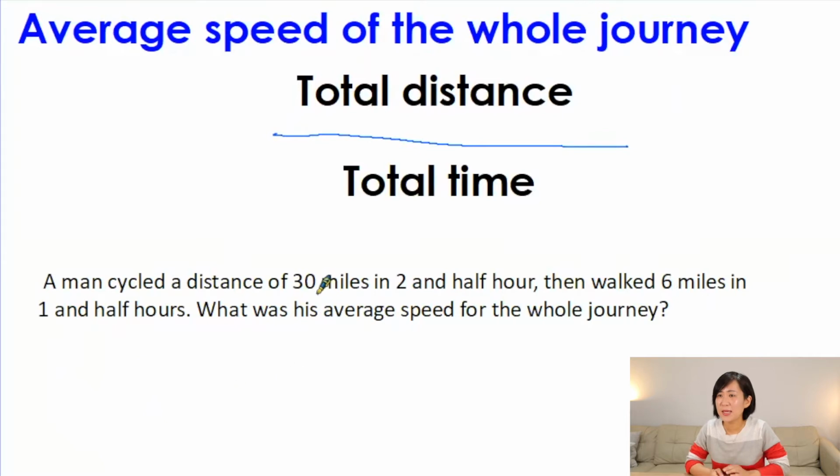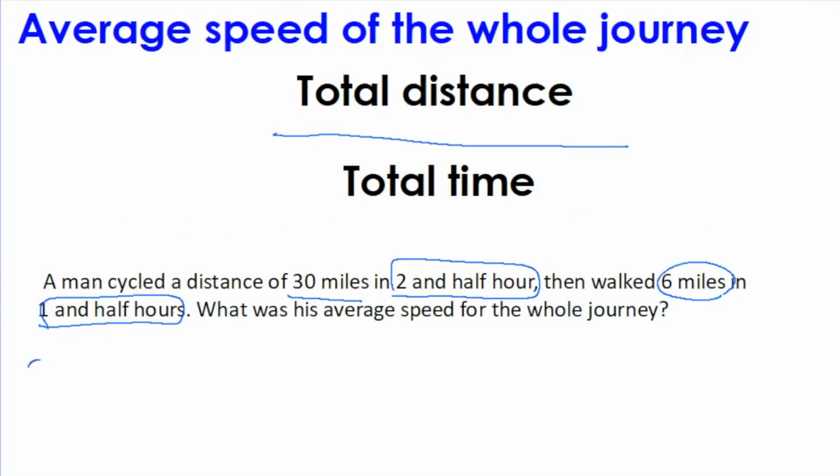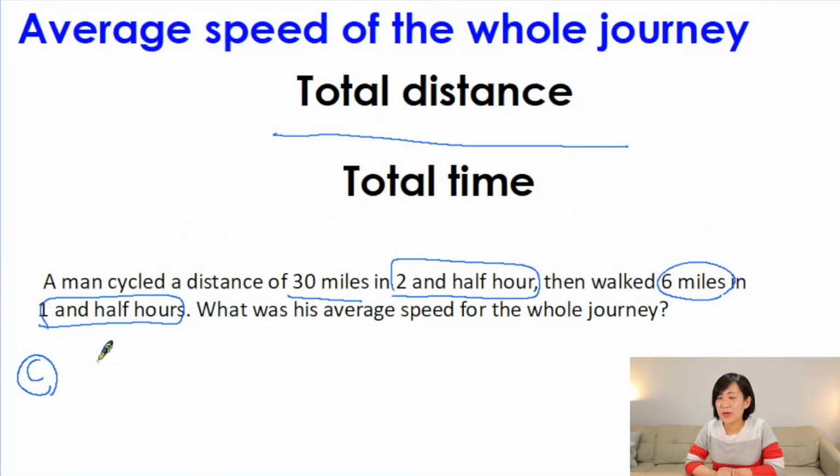Now let's see. A man cycled a distance of 30 miles in 2.5 hours, then walked 6 miles in 1.5 hours. What was his average speed for the whole journey? Pause the video and try by yourself. He's cycling, right, for 30 miles. Then it takes 2.5 hours.